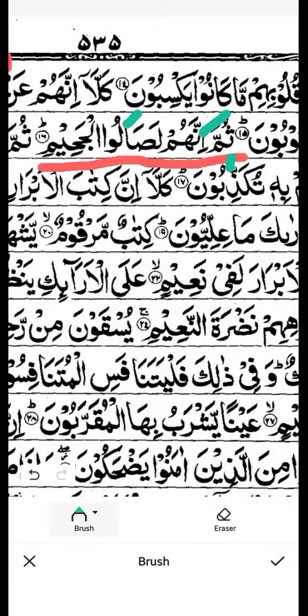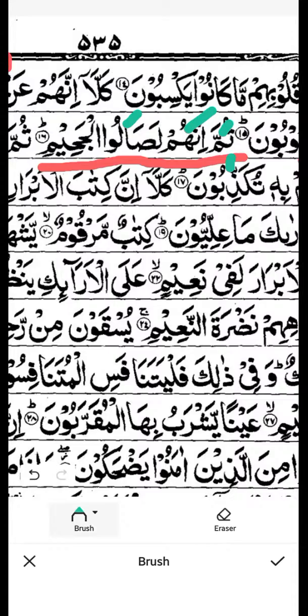What's the reason? Because noon and mim mushaddad, noon and mim mushaddad, as you can see, and inna. This is the rule: whenever we see noon and mim mushaddad, they always read with gunna. So that's why we are doing gunna. What's the gunna? We are taking the sound in our nose equal to one alif. Thumma innahum, thumma innahum lasalul jahim.